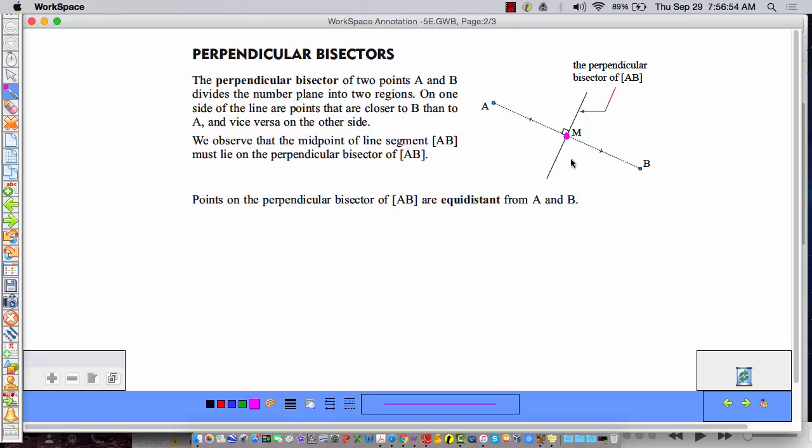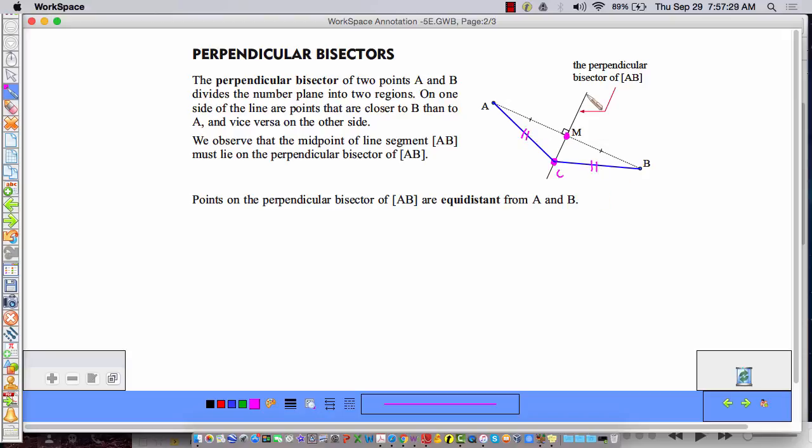Any point on the perpendicular bisector is equidistant from the endpoints of the line segment. Let me label this point C. The distance from C to A is the same as from C to B.